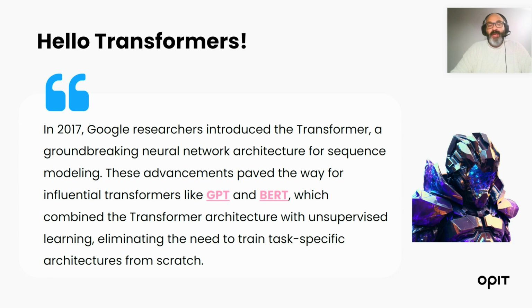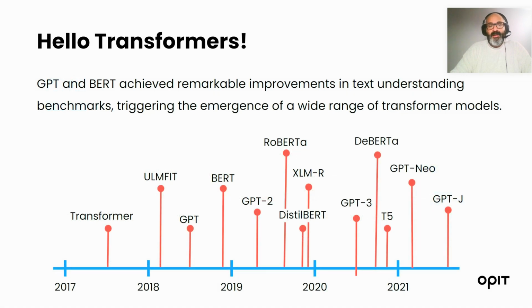Hello transformers. In 2017, Google researchers introduced a new architecture called Transformer, a groundbreaking neural network architecture for sequence modeling. This advancement paved the way for influential transformers like GPT and BERT, which combine the transformer architecture with unsupervised learning, eliminating the need to train task-specific architecture from scratch. GPT and BERT achieved remarkable improvements in text understanding benchmarks, triggering the emergence of a wide range of transformer models.